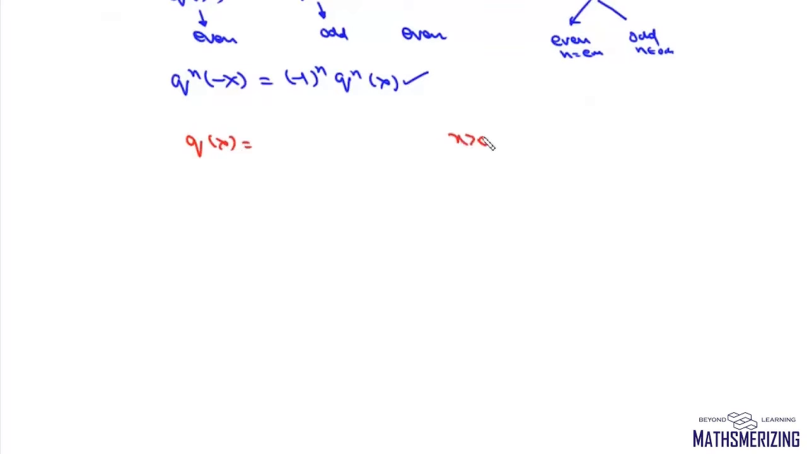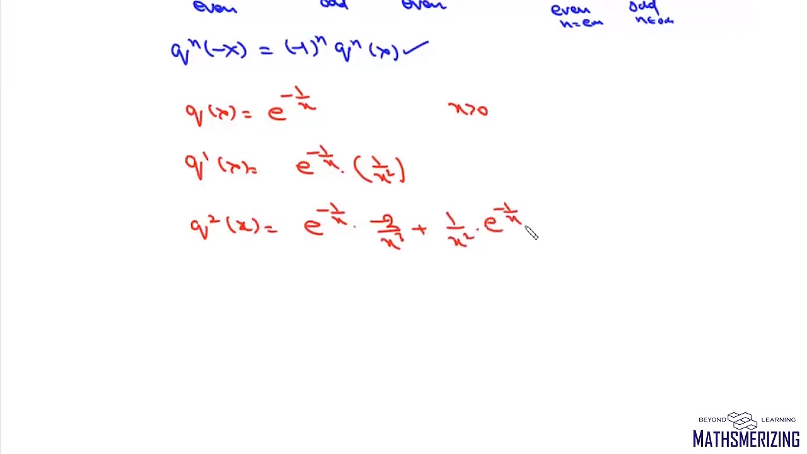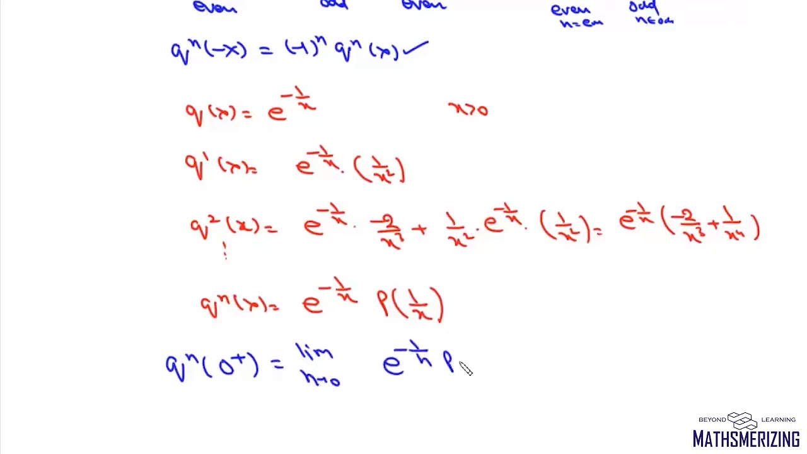Now if we look at this function, which is q(x), when x is greater than 0, it is e to the power minus 1 by x. Now q1(x) will be e to the power minus 1 by x into 1 upon x square. Now we find q2(x) will be e to the power minus 1 by x times minus 2 upon x cube plus 1 upon x square e to the power minus 1 by x times 1 by x square, which is e to the power minus 1 by x times minus 2 upon x cube plus 1 upon x to the power 4. Now we keep differentiating it. We can write q^(n)(x) will be of the form e to the power minus 1 by x and then some polynomial expression of 1 by x. Now if we have to find q^(n)(0) positive, it will be this limit h tends to 0 e to the power minus 1 by h p(1 by h).